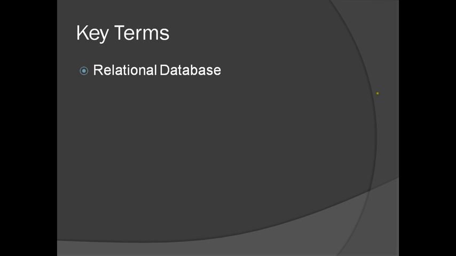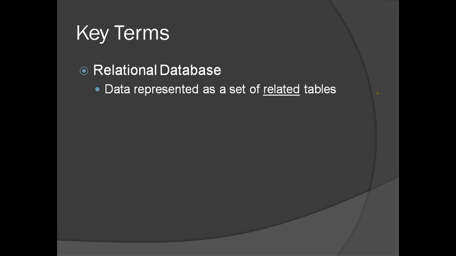Before we proceed, let's define a few key terms. First in the list, we have relational database. A relational database is basically data represented as a set of related tables. That's why you should have first knowledge about RDBMS before watching this tutorial.